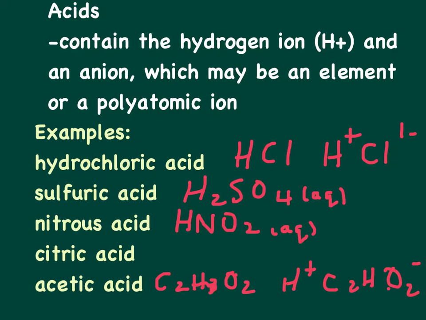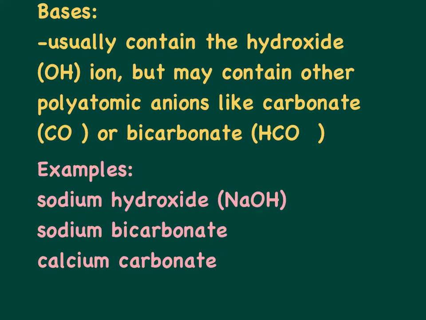What you will notice in their formulas is that they have the hydrogen ion in them. Now our bases usually contain the hydroxide ion. So here's our OH hydroxide ion, but there are other types of bases that are not hydroxides. They may contain polyatomic anions like carbonate, and I can't do subscripts in this program, so I'm just going to write them in. So CO3 2 minus is the carbonate ion, or bicarbonate. Bicarbonate is the HCO3 1 minus ion.